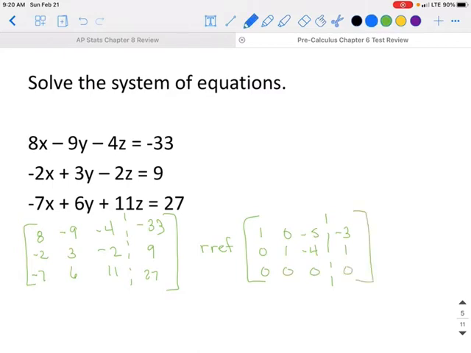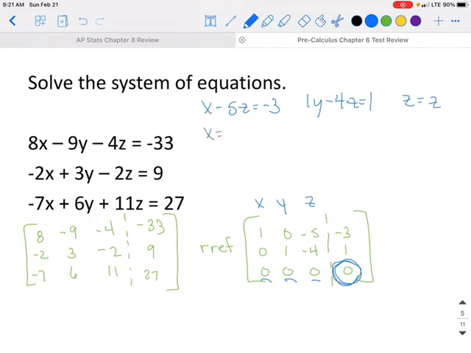Now, if you ended up with 0, 0, 0, and a number over here that is not 0, then that means there are no solutions. But if that whole bottom row is all zeros, that means there are infinitely many solutions. Now you need to figure out what those solutions are. So this is x, y, and z. So our first equation is going to be x minus 5z is equal to -3. Our second equation is going to be 1y minus 4z is equal to 1. And our last one, because they're all zeros, z is just equal to z. So it doesn't matter what z value you plug in, everything else will just depend on that.